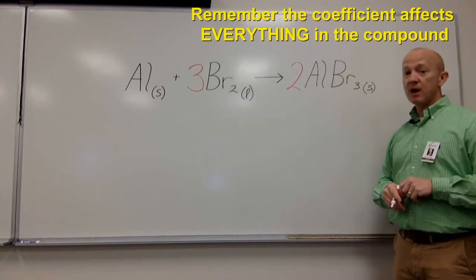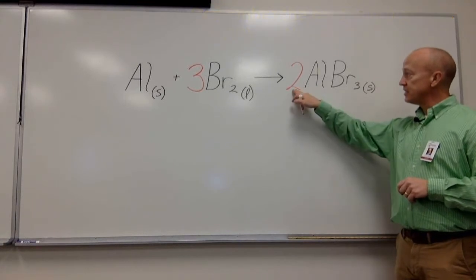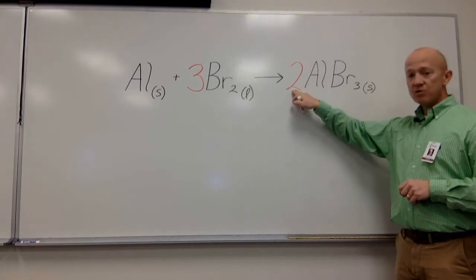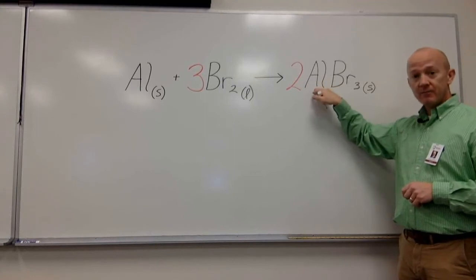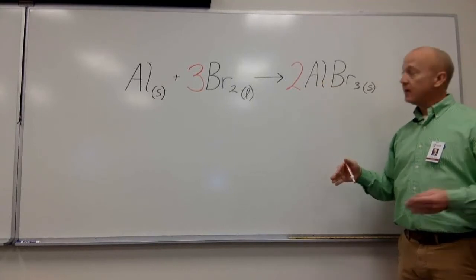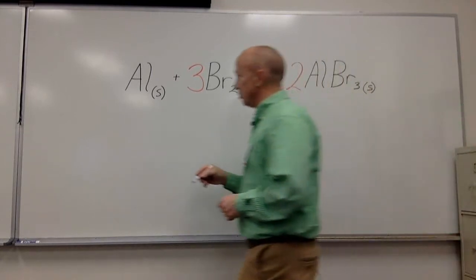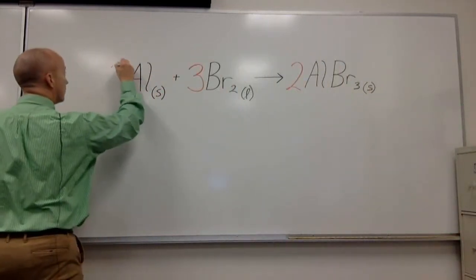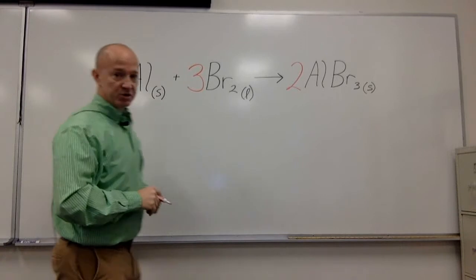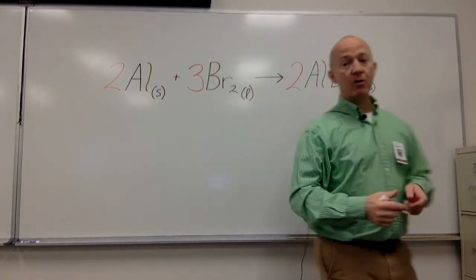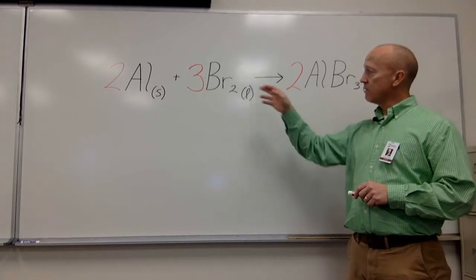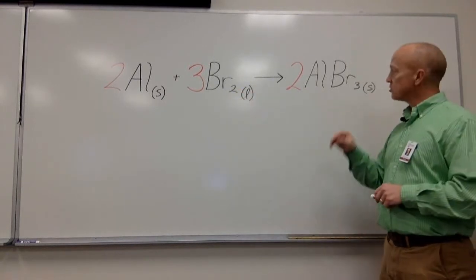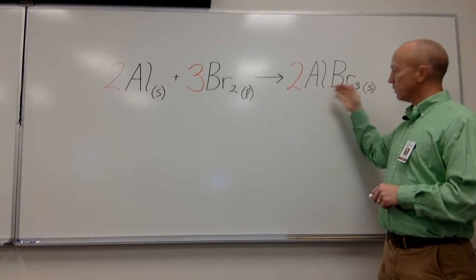But now there's a small problem, isn't there? Because in placing the 2 here, I've also designated that I have 2 aluminums on this side now. How do I fix that? I simply go back and place a 2 in front of my original aluminum. And now I have balance. 2 aluminums will combine with 3 molecules of bromine to produce 2 formula units of aluminum bromide.